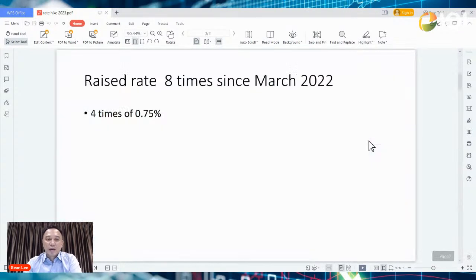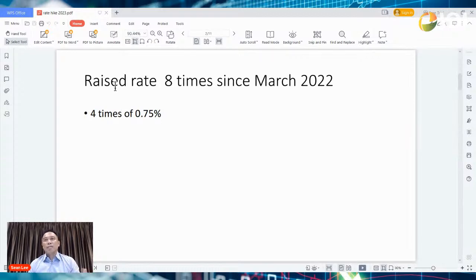Since March 2022, the Fed, which is the Federal Reserve, has raised their interest rate 8 times. And out of the 8 times, 4 of them were 0.75%. Very, very aggressive rate hikes. But in December, if not mistaken, the increase has reduced to 0.5%, no longer 0.75%.